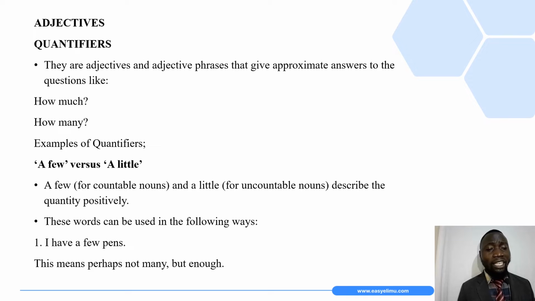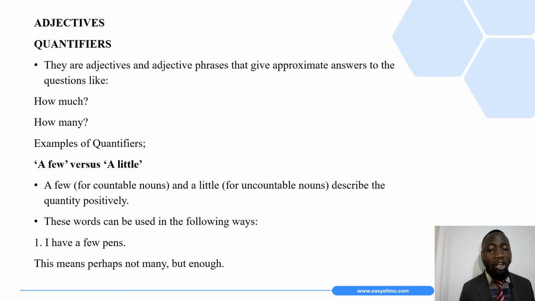I'd like to start by doing a comparison between a few and a little. A few is an adjectival quantifier normally used for countable nouns, and a little is used for uncountable nouns. They describe the quantity or amount of something positively. These words indicate that the quantity being talked about is not many but enough.